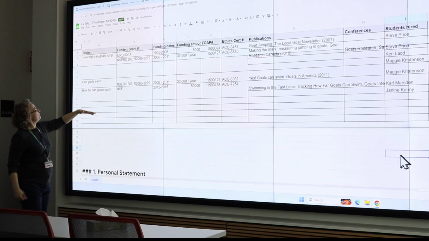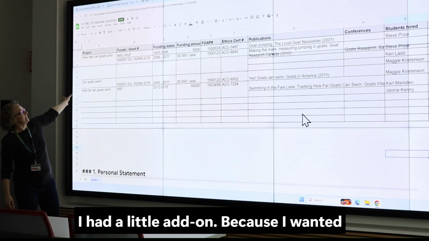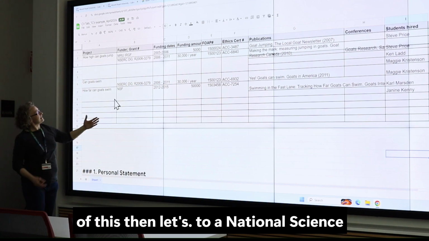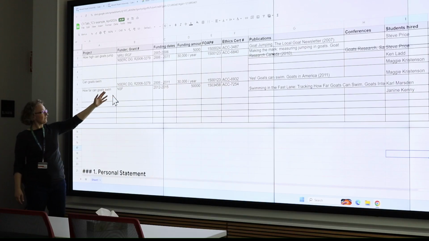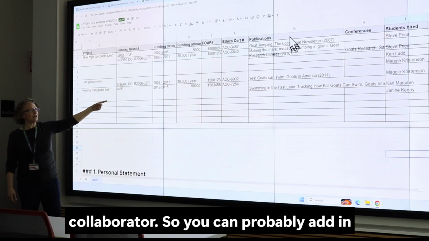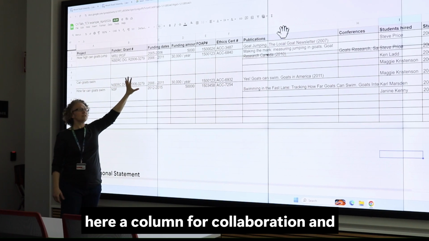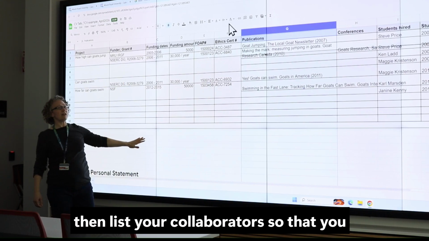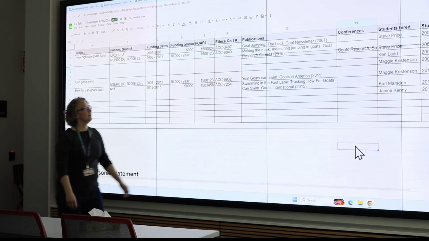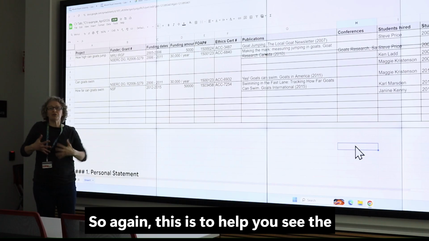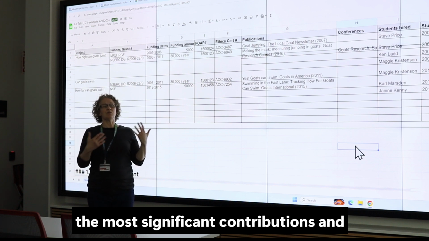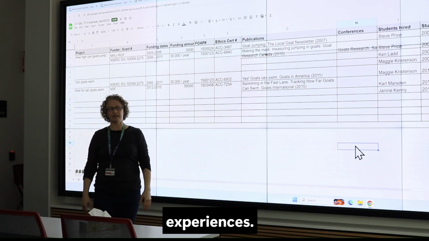And then going down, I had a little add-on because I wanted to see if goats could swim. And then all of this then led to a National Science Foundation grant, which, because I'm Canadian, I probably had a US collaborator. So you could probably add in here a column for collaborations and then list your collaborators so that you know who you collaborated with on what project and on what grant. So again, this is to help you see the connections in your own work so that you can then translate those connections to the most significant contributions and experiences.